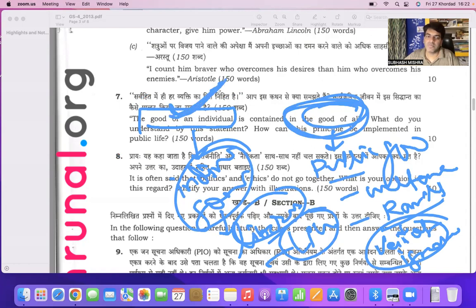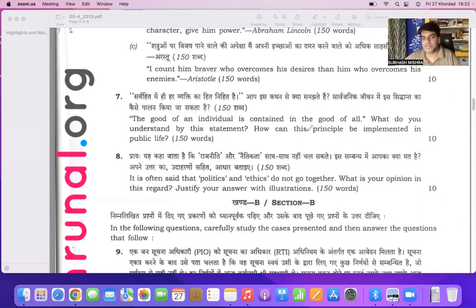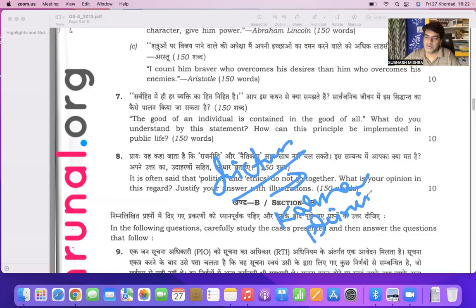Veil of ignorance is related to the good of all. So how is the good of an individual contained in the good of all? It's the saying: jab sabka bhala ho, kar bhala to ho bhala. This is the dictum, that if you do good to others, you will be rewarded with good. You'll get back the same. This is called the karma philosophy of India. Karma principle: what you do, you get back through the universe, even if not from that person.